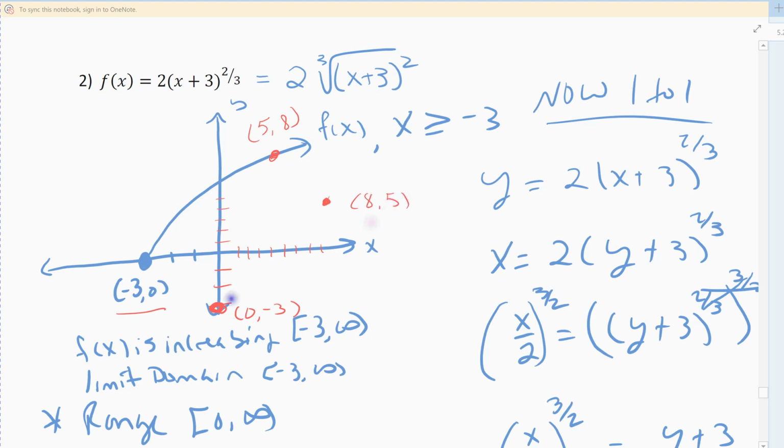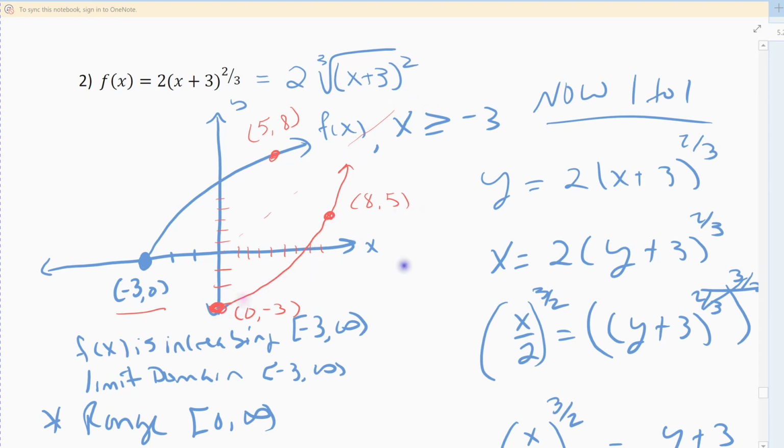8, 5. Alright, and so remember, it's got the opposite shape here, so it should curve out and up, and eventually they will cross. At some point they will cross. They'll cross on that y equals x line. But there's the shape of the graph.